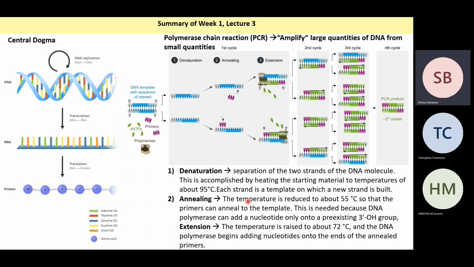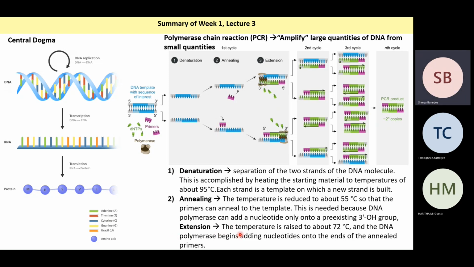The next step is called annealing. The temperature is reduced from 95 degrees Celsius to 55 degrees Celsius so that the primers can anneal to the template. So a primer is basically a small oligonucleotide sequence, and before any of the nucleotides join, the primer needs to add to the DNA, because DNA polymerase can add a nucleotide only when there is a pre-existing 3' OH group. That is why initially a primer is always needed for this DNA replication or polymerase chain reaction.